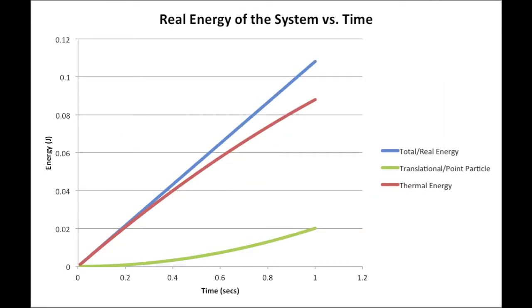Looking at the energy graph, we see the total or real system energy in blue, the thermal energy in red, and the translational kinetic energy, or the total energy predicted by the point particle, in green. The total energy increases at a constant rate because constant force is applied. The thermal energy is plateauing because theoretically, as the block reaches the speed of the track, less and less thermal energy is transferred into the system. In addition, the kinetic energy grows at an increasing rate because it goes up by the square of velocity.